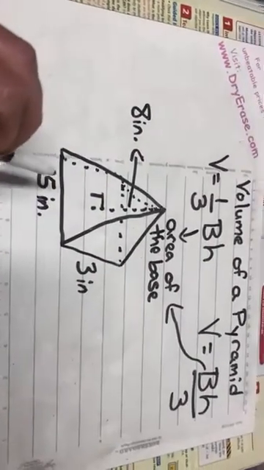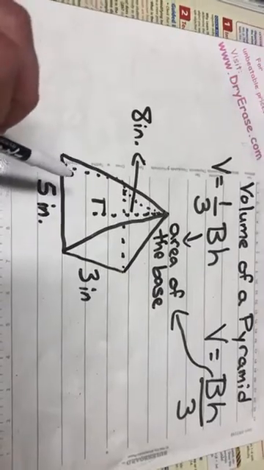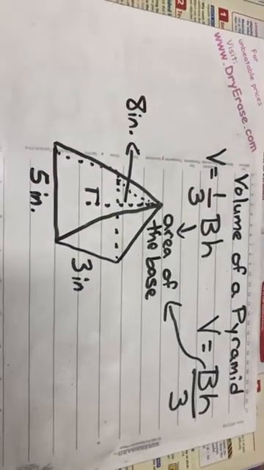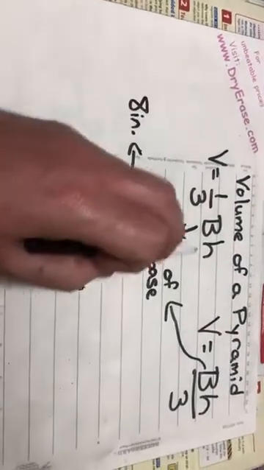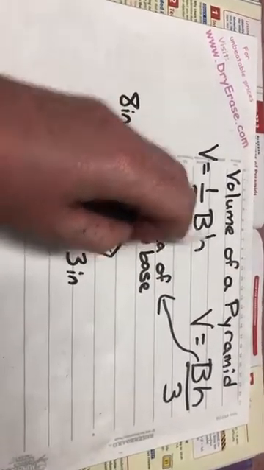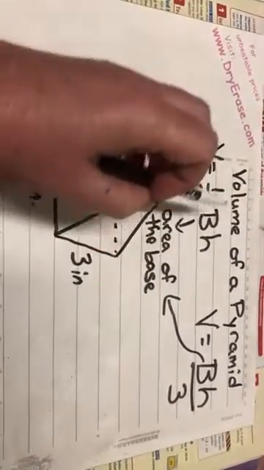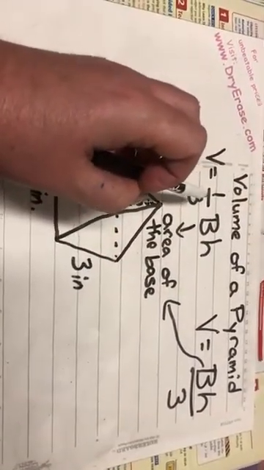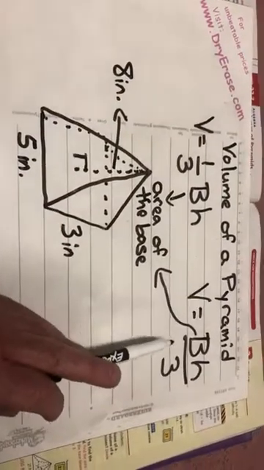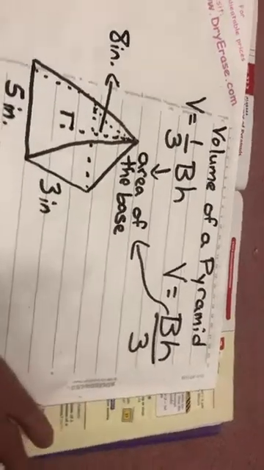All right, so I want to think about that. That is just something to think about, that I'm finding the area of the base. Now, once I find that area, I multiply it by the height, which would be this dimension right here. Then once I get that answer, I can either multiply it by 1/3, or I can look at this formula over here, area of the base times the height, and divide it by 3.